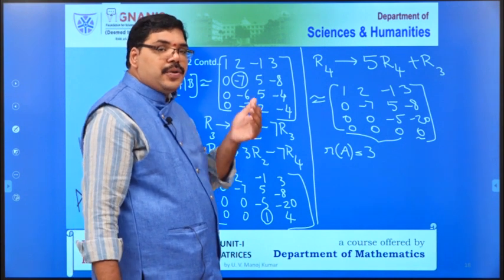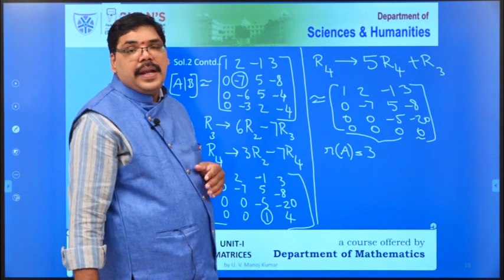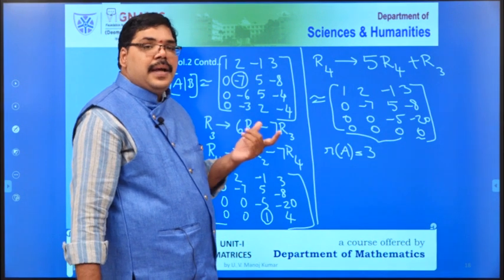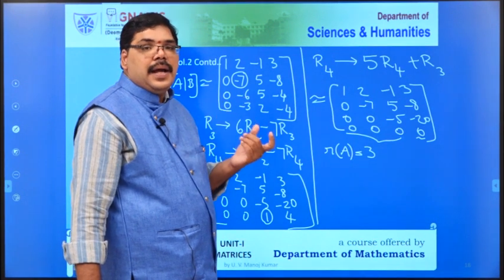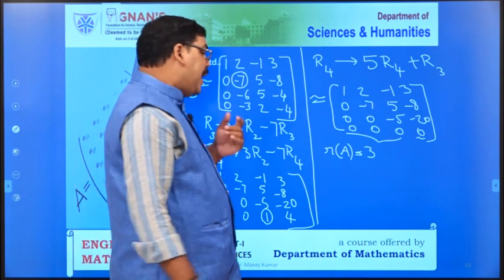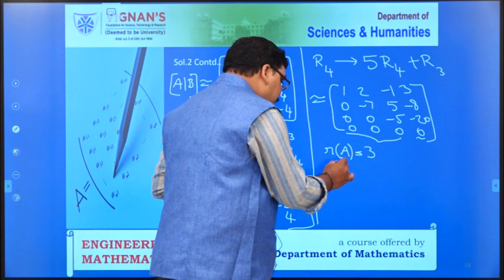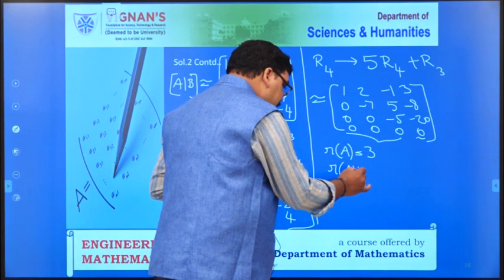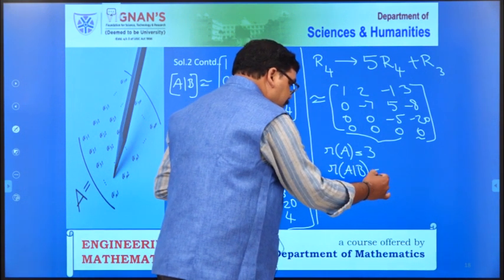Now, you also include the fourth column and consider the whole matrix together. How many non-zero rows does AB have? It has 3 non-zero rows.